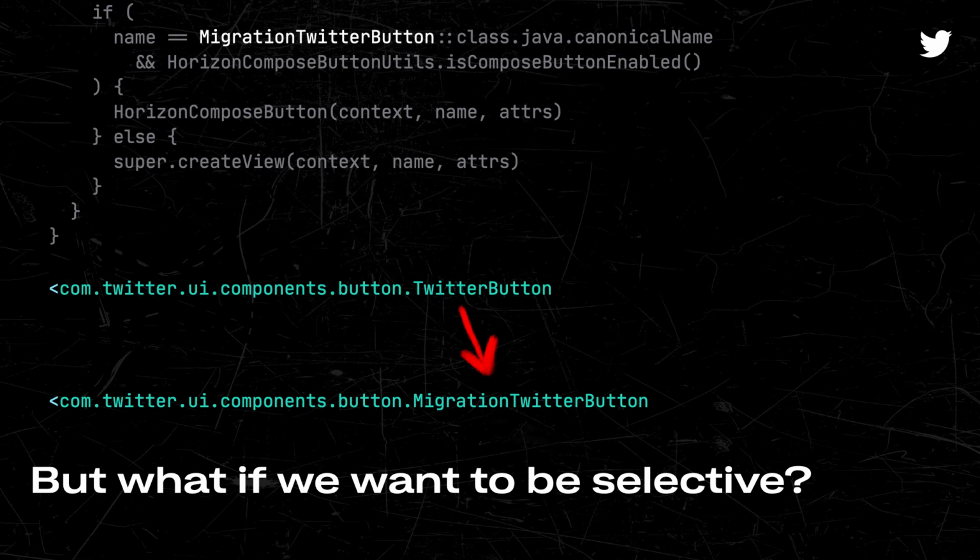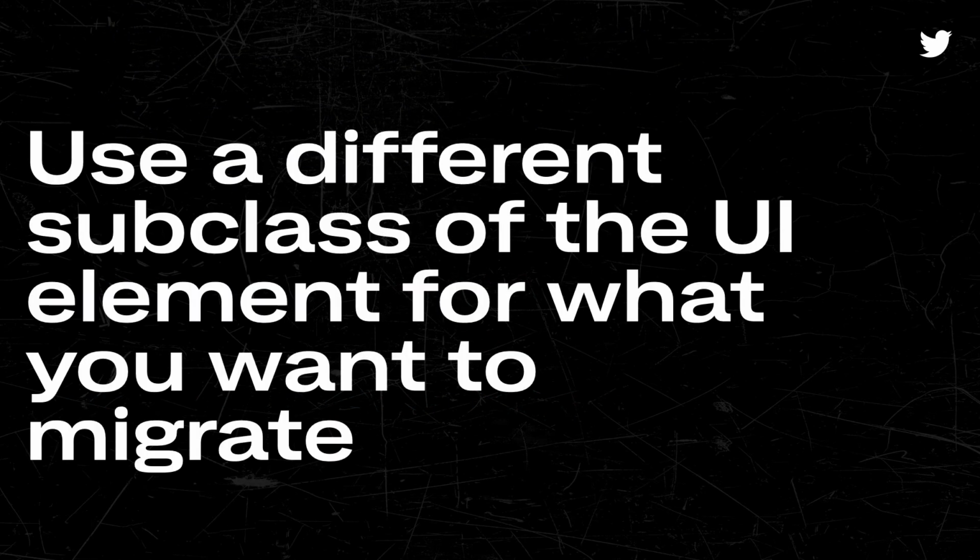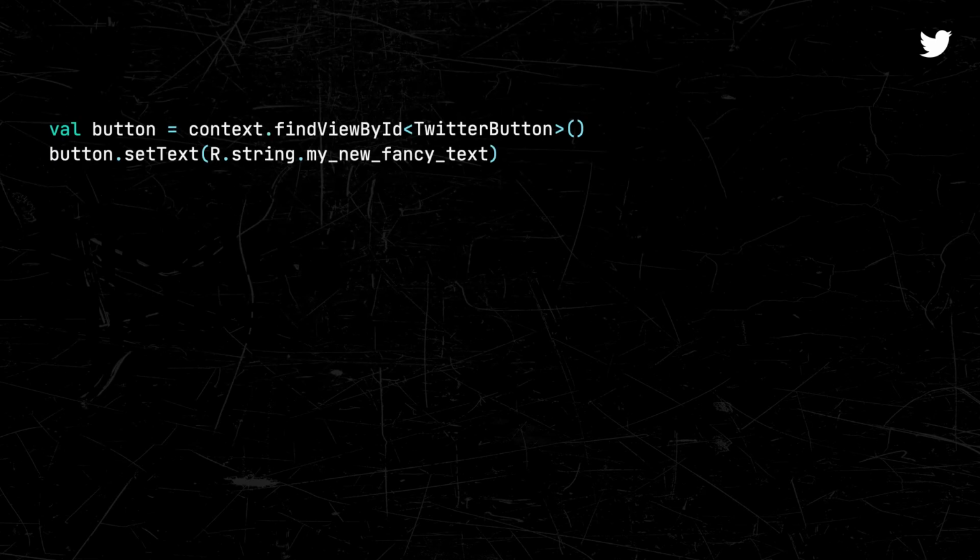So this way, only those components that we added to this allow list would be swappable for the Compose backed view. So if you want to be selective, use a different subclass only in the elements that you intend to migrate. This allowed us to be very fine-grained in the views that we wanted to A/B test with.